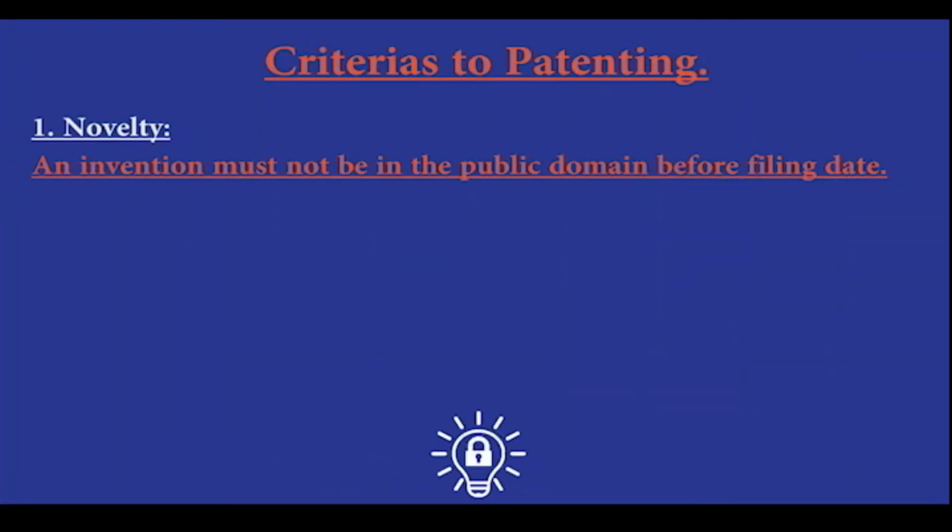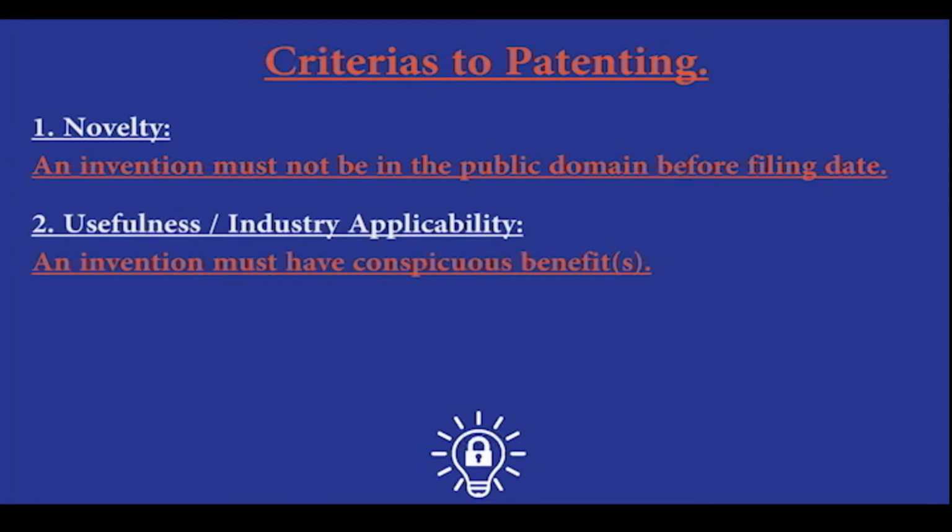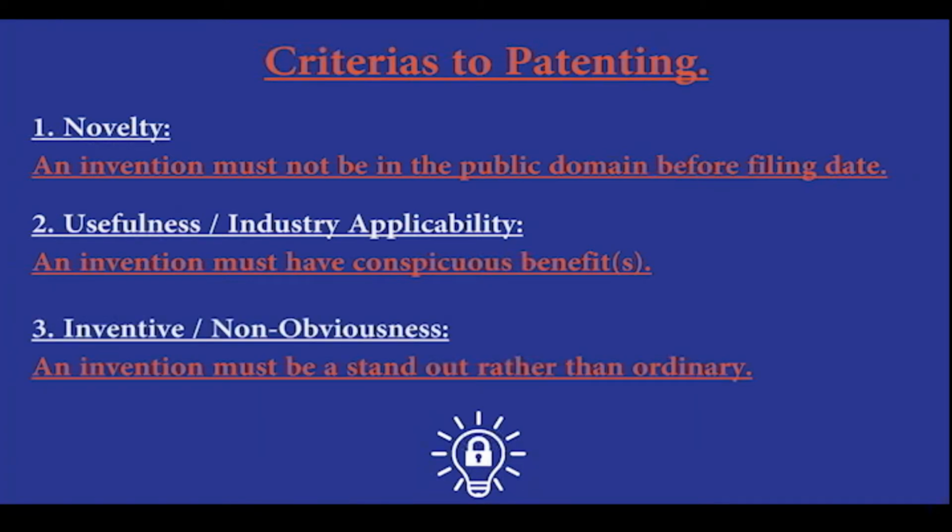The next criterion for an invention to be granted patent protection is usefulness, or industry applicability. Here, what it says is that there must be a clear benefit that the invention provides. It must not be abstract or hypothetical. It must be clearly defined. The last criterion is the inventive step, or non-obviousness. Here, the invention must not be ordinary. It should be something that is going to wow the industry that is supposed to be using it.